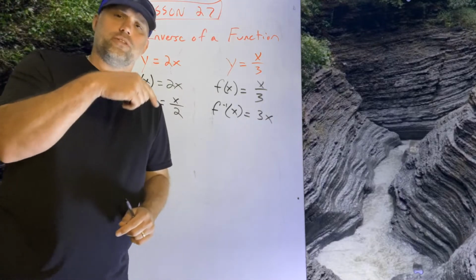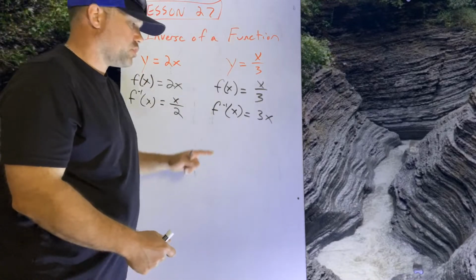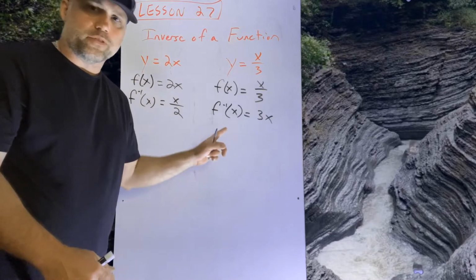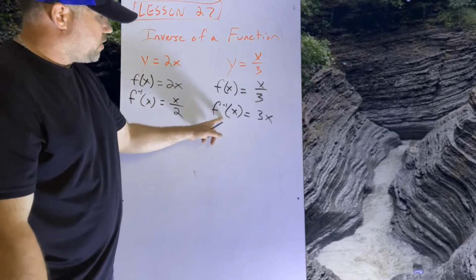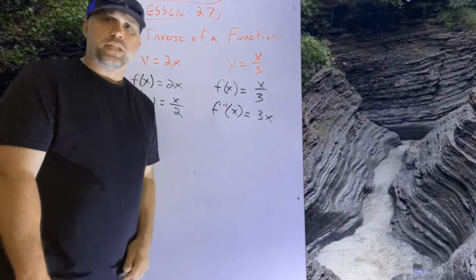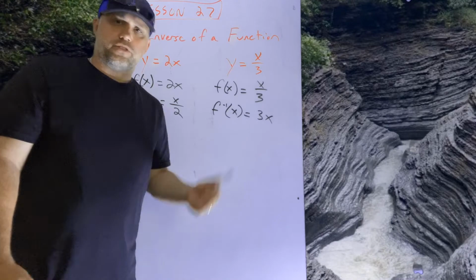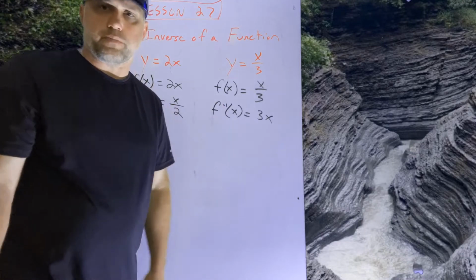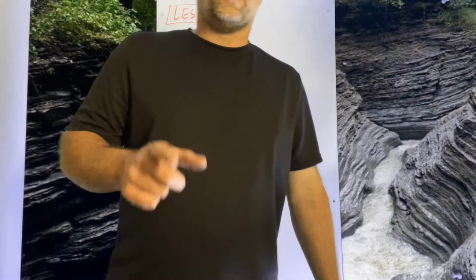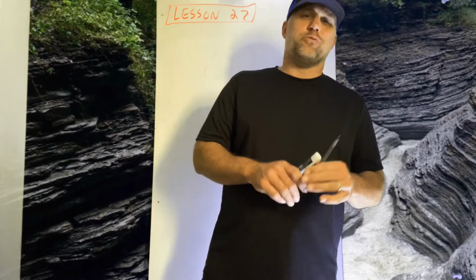Now, if the original function is written in y equals notation, you don't have to write your inverse in inverse notation and function notation like I've done here. You can simply just state what y is equal to, and I'll show you that here as I go through the examples. All right, so I'm going to show you what I mean by you don't have to use function notation.